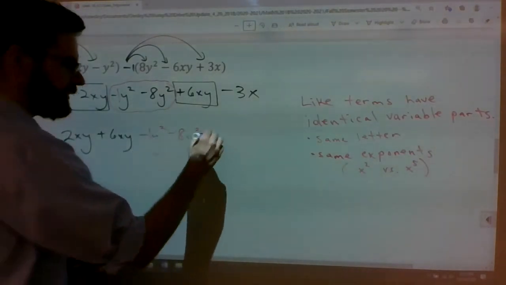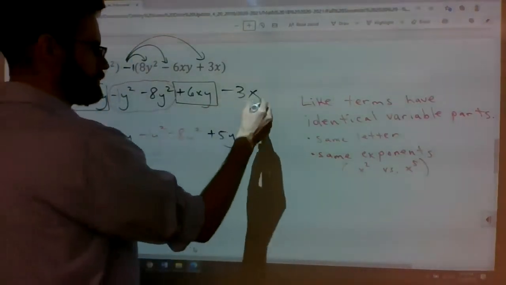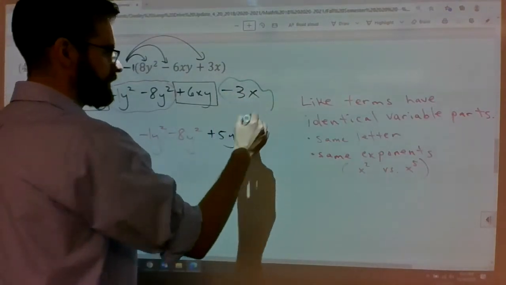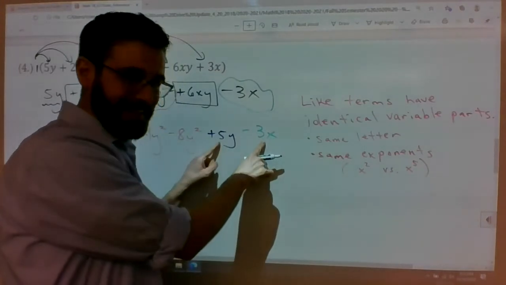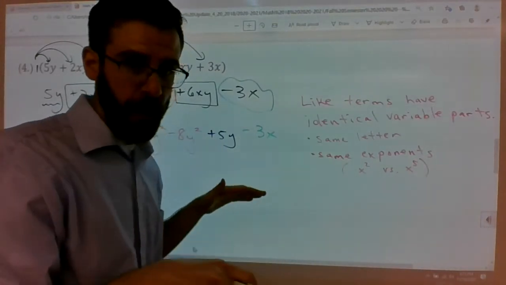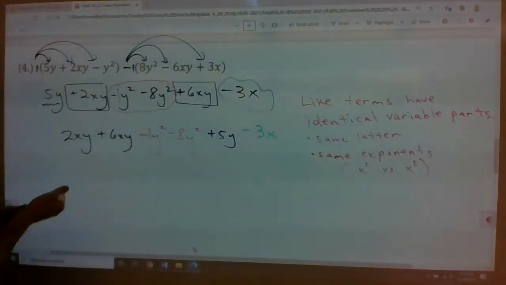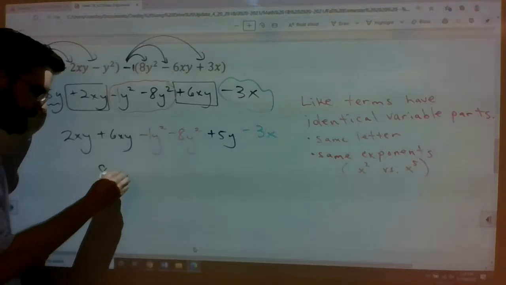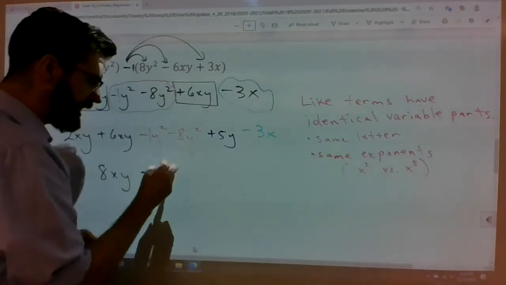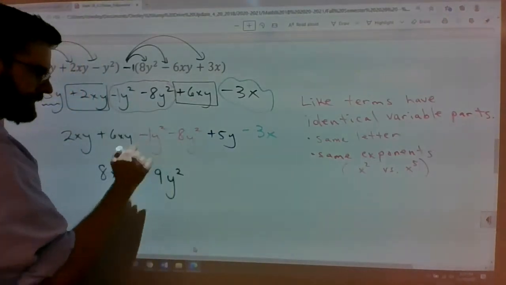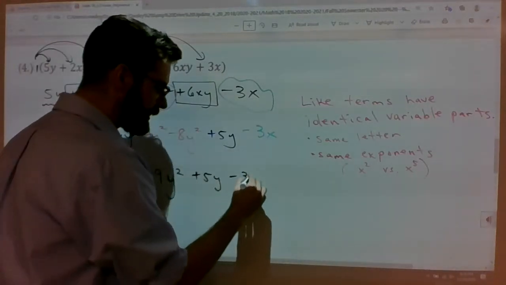You've got a 5y here and a minus 3x here. So this is not 2yx. It's not 2yx. These two cannot combine with one another. These two can. 8xy. These two can. Negative 9y squared. Don't change the exponent. Okay? And then this is just going to be plus 5y and then minus 3x.